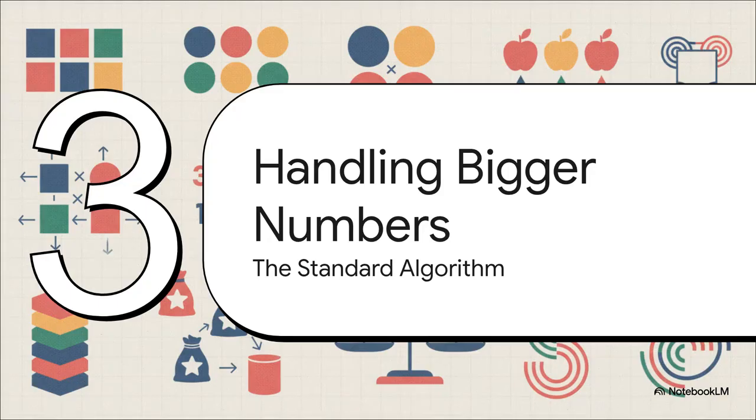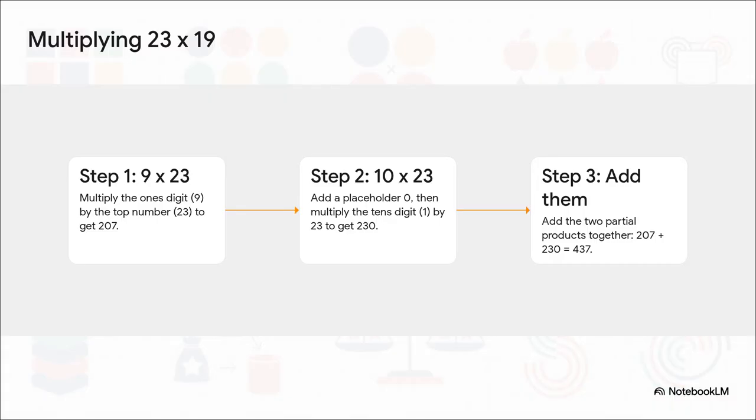All right, you've got the basics down. Now it's time to level up. Let's look at the standard pro moves, the algorithms, for handling those bigger numbers that you probably can't just do in your head. Okay, let's try multiplying 23 by 19. First, we take the ones digit on the bottom, the 9, and multiply it by the whole top number, 23. That gives us 207.